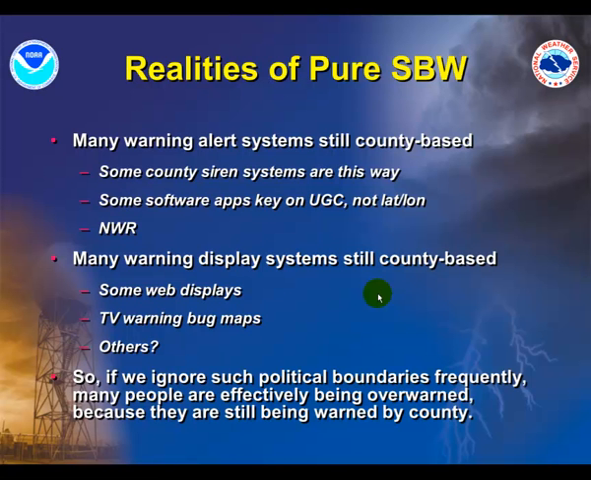Many warning display systems are still county-based, even if it's not an alerting system. For example, some web displays just show the counties where the severe thunderstorm or tornado warning are in effect. TV warning bug maps, a lot of those just show the counties highlighted in a certain color based on what kind of warning's in effect. And there are others out there as well. So if we ignore political boundaries frequently, many people are effectively being alerted too much, because they are being warned by county.